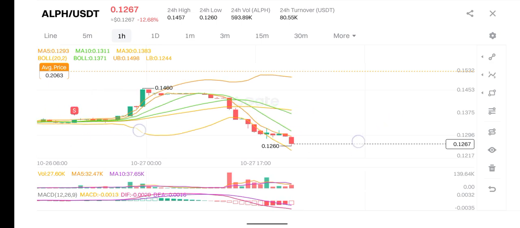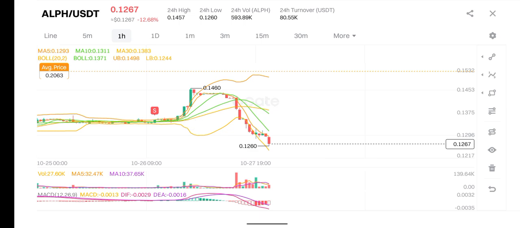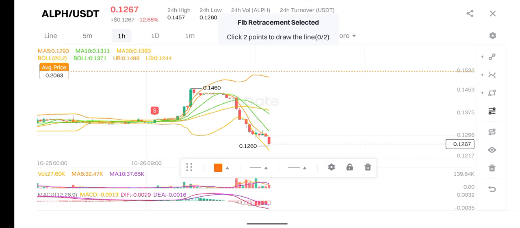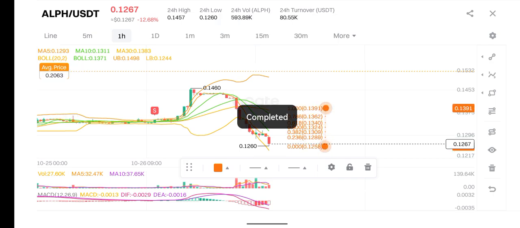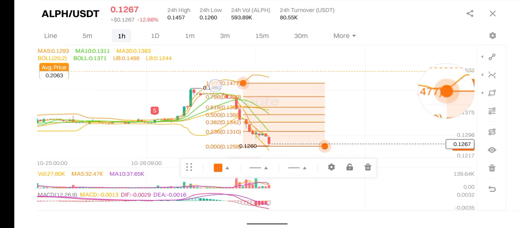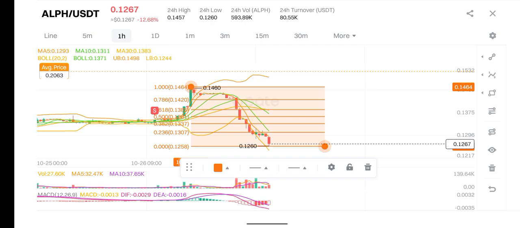0.1260. Okay. So if we make use of Fibonacci retracement in the 1 hour time frame, we can see that at 61.8, we're expecting the price to recover to 0.1375, and at 78.6, we're expecting the price to recover to around 0.140. On 50%, we expect 0.1290. So these are the three critical levels.